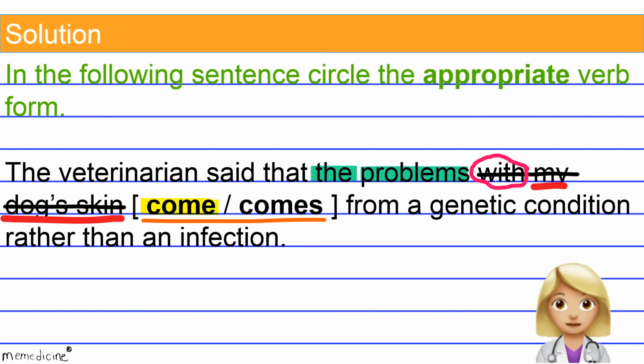And now we're going to follow up by using our ear to determine if our selection sounds correct. The problems come from a genetic condition rather than an infection. Yep, it definitely sounds correct. So come is our correct verb choice. And confusingly, what I want you to note is that nouns and verbs have the opposite rules of formation. Plural nouns take an S at the end, as we see in problems, whereas singular verbs take an S at the end, as we see here in the incorrect answer choice, comes. This is a singular verb.